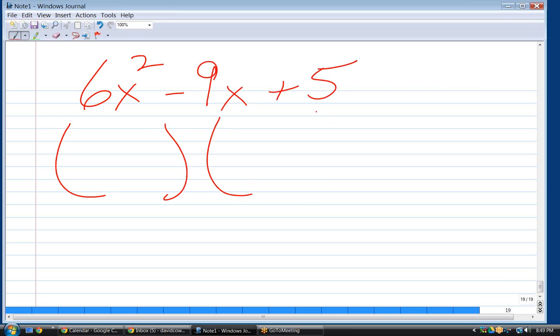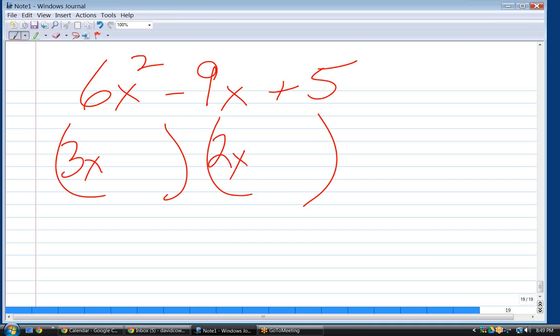Again, no necessity to factor out a minus 1 because this is a plus. Is there a greatest common factor number that I can take out? No. Okay. So, would it be 2 and 3? That's a good starting point. It's not necessarily the answer. The answer could be 6 and 1.